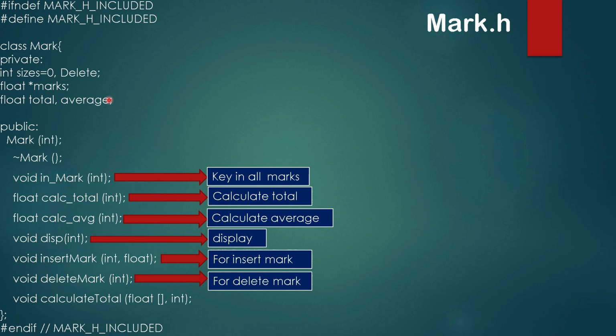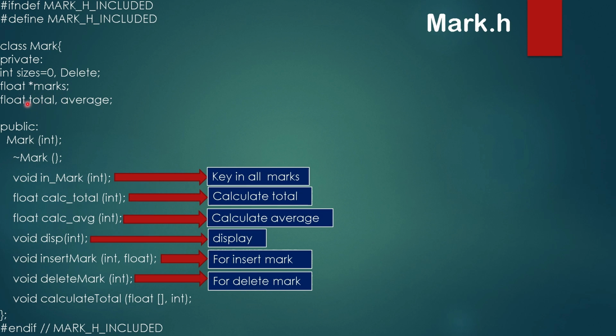Assalamualaikum, my name is Muhammad Haikal from class 2 BEEC 1/1. I want to explain about the function header mark.h. As you can see, we put class Mark as a class to create a file which contains the functions and the variables. After that, we put private integer size equal to 0 and delete. For marks, we use float, and for total and average, we also use float.